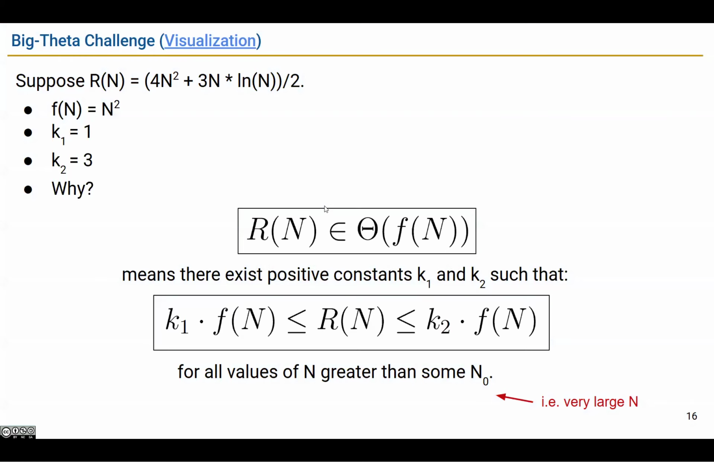I picked 1 and 3 for this case. You could have picked any other numbers. As long as K1 and K2 are positive numbers, it's perfectly fine. I could have picked K equals 0.00001 if I wanted to. Now, how do I show this?